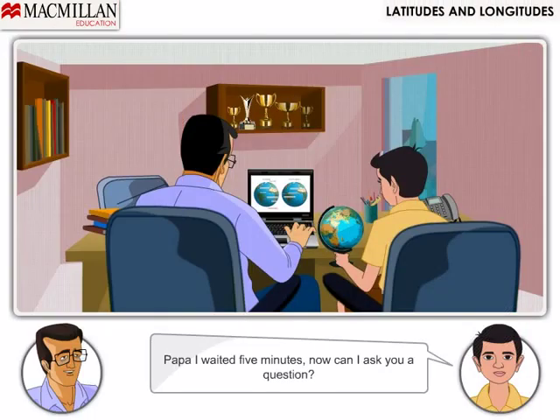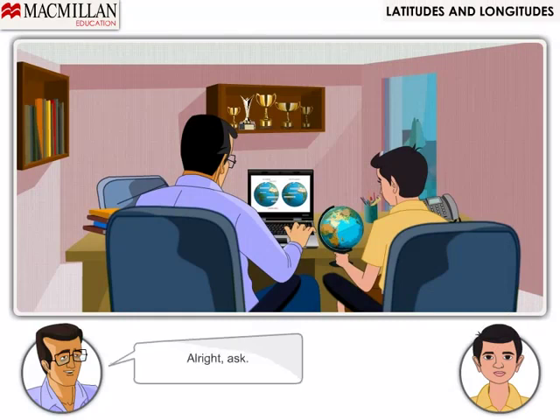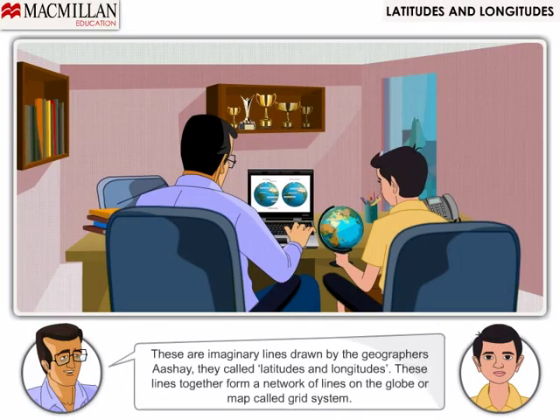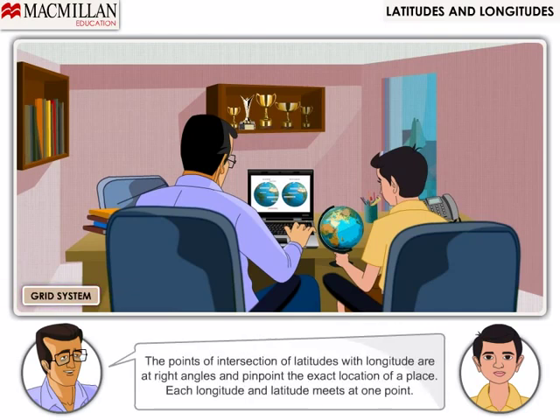Papa, I waited 5 minutes. Now, can I ask you a question? All right, ask. What are these horizontal and vertical lines all over this globe? These are imaginary lines drawn by the geographers, Ashe. They are called latitudes and longitudes. These lines together form a network of lines on the globe or map called the grid system. The points of intersection of latitudes with longitudes are at right angles and pinpoint the exact location of a place. Each longitude and latitude meets at one point.